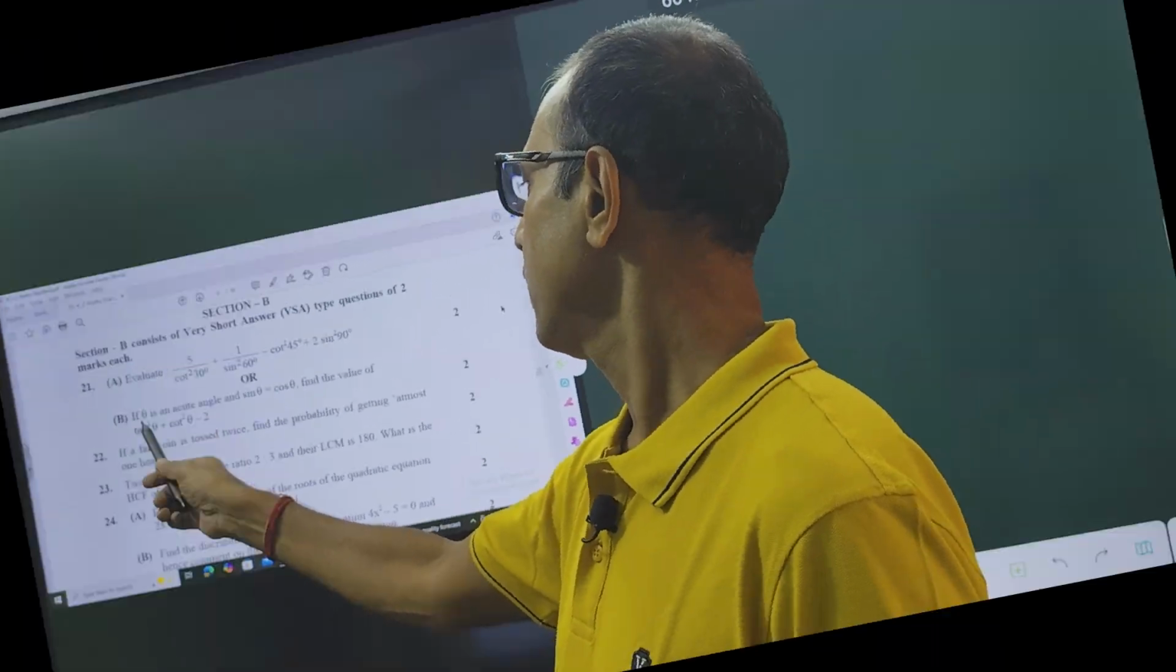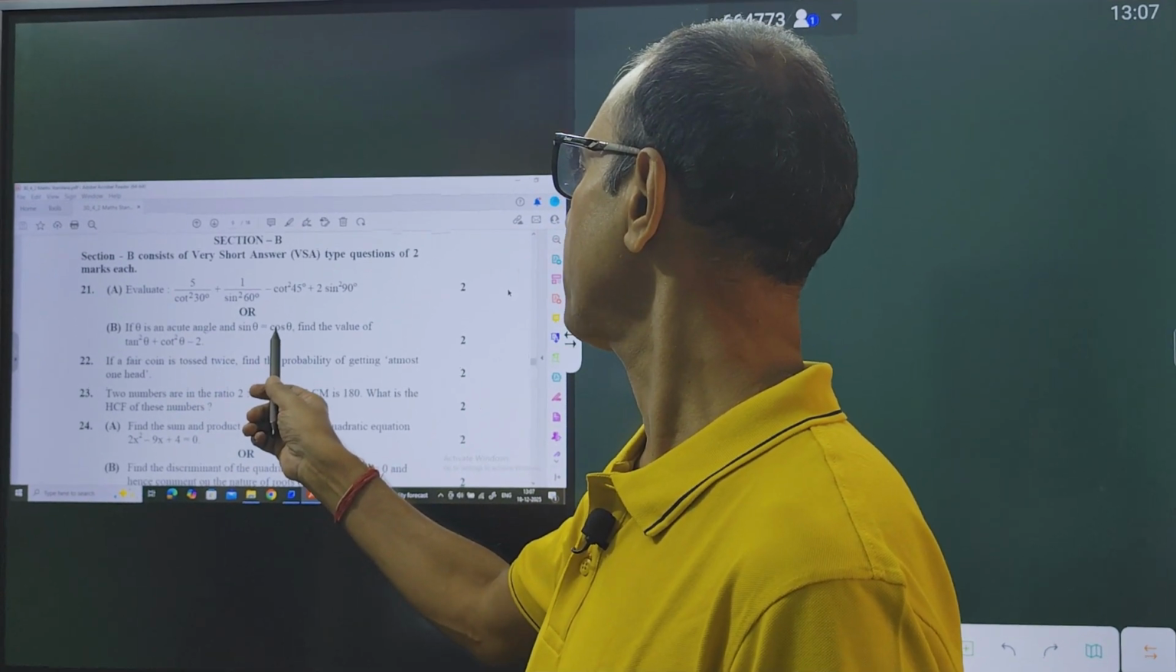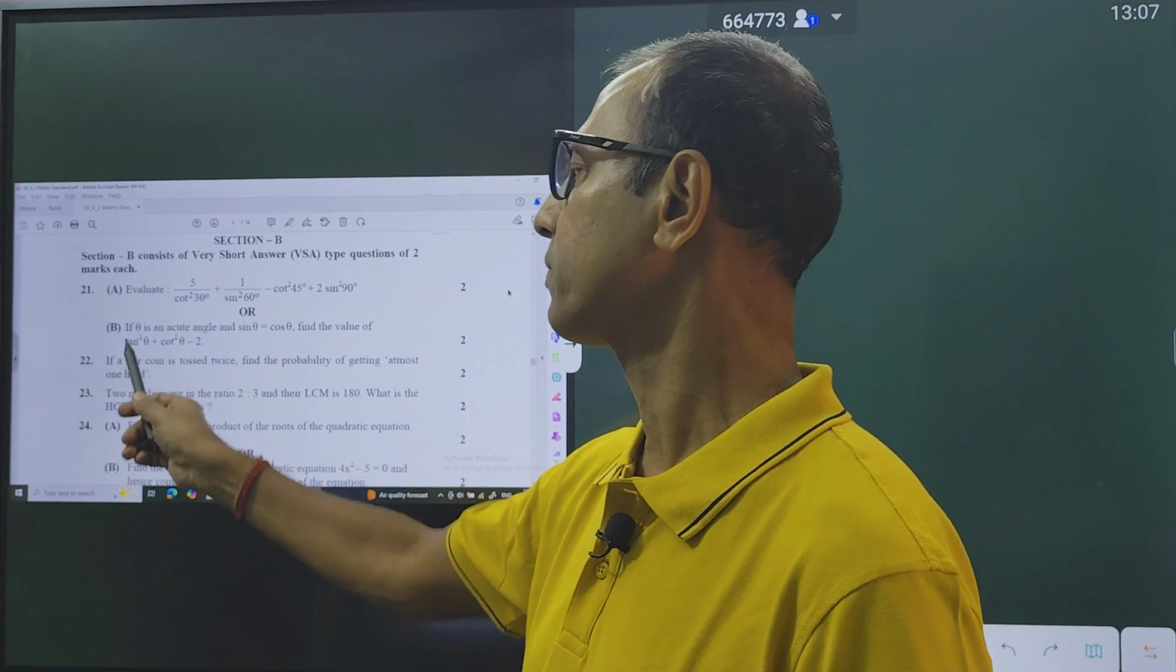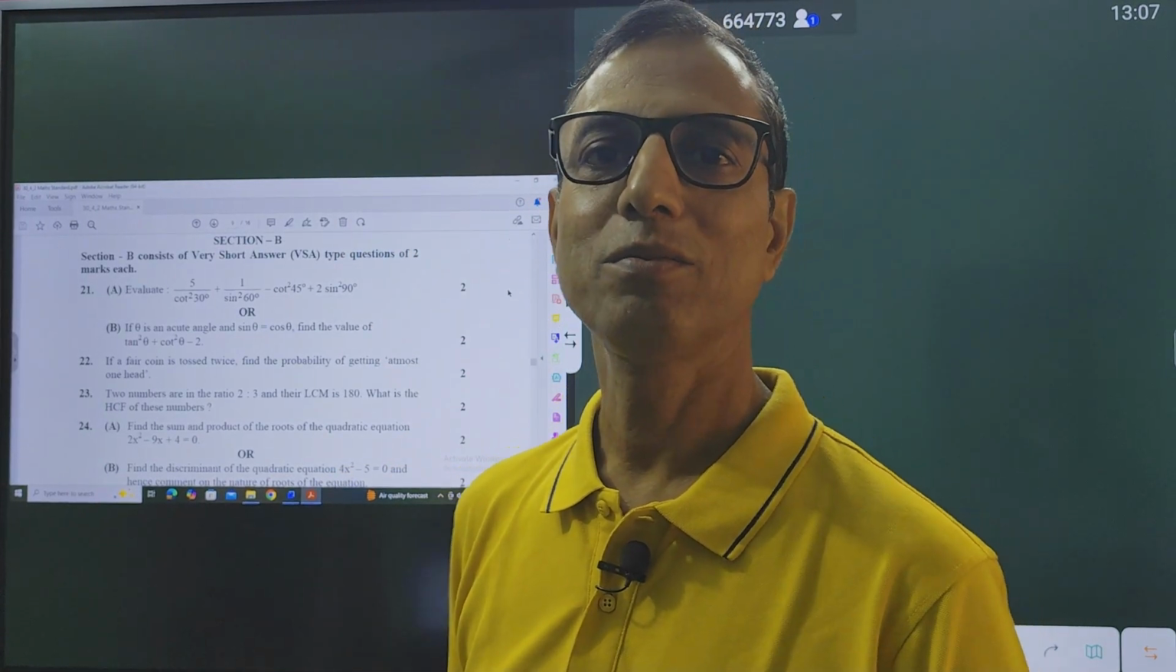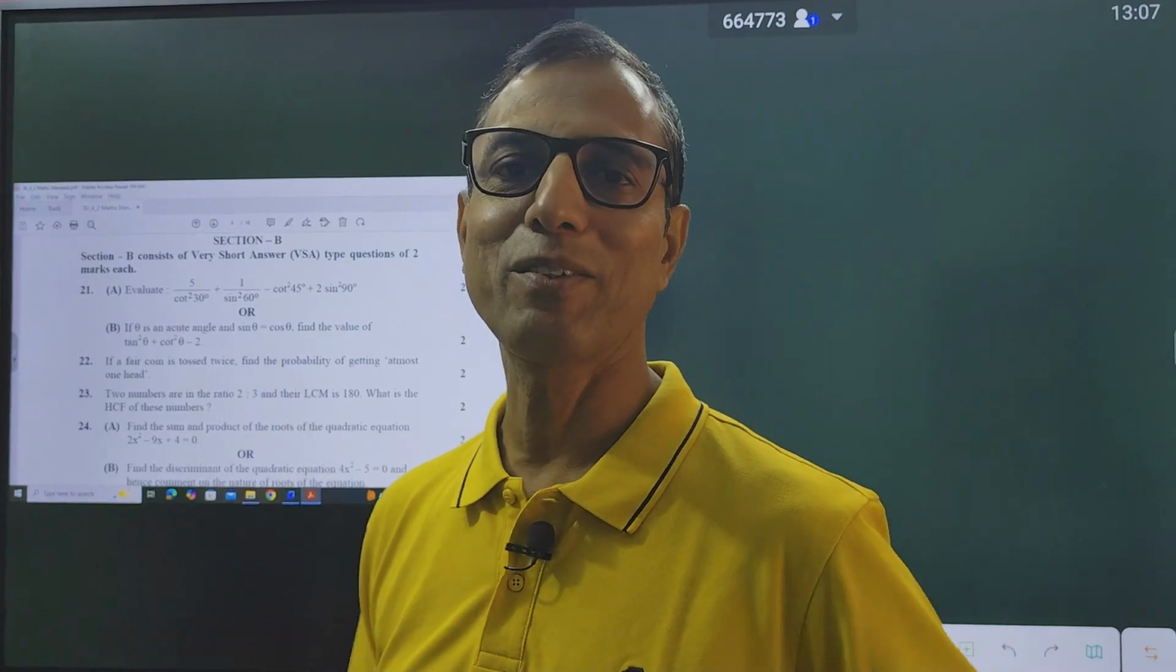B. If theta is an acute angle and sin theta equals cos theta, find the value of tan square theta plus cot square theta minus 2. Find the value. Very simple, right? Sin theta equals cos theta.